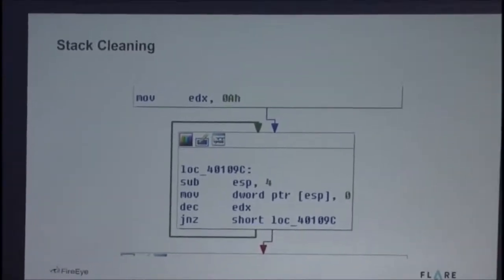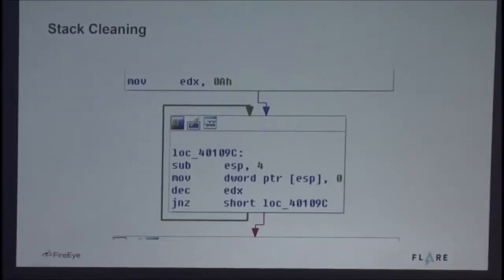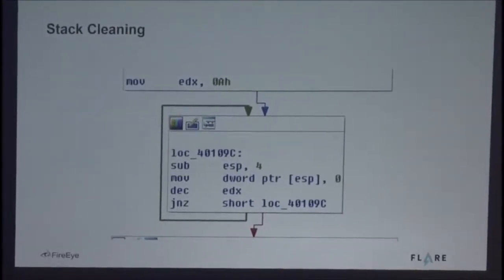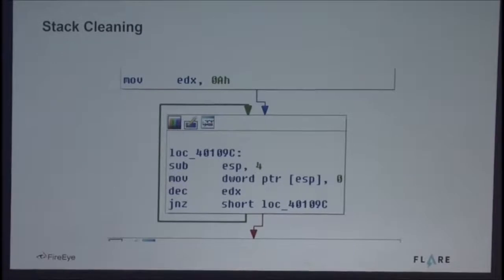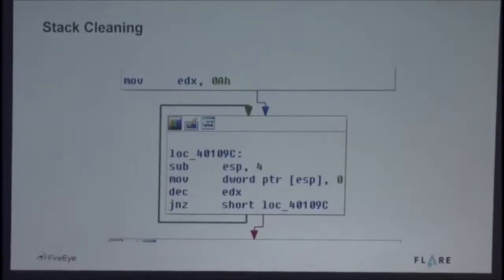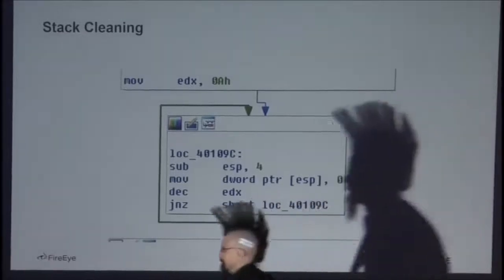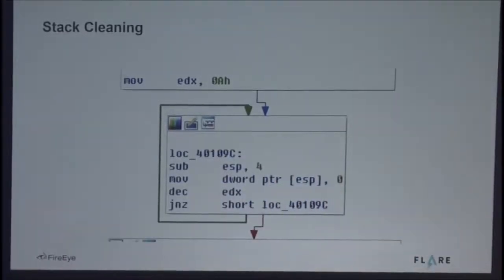The top instruction is setting a loop counter to 10. Then the code will flow into the middle block, and it will repeat this action 10 times. Inside this middle block, it's going to allocate 4 bytes of stack space each time it goes through this loop, and it's going to clear out whatever was there before with a null value. It's going to repeat this, in this case, 10 times.